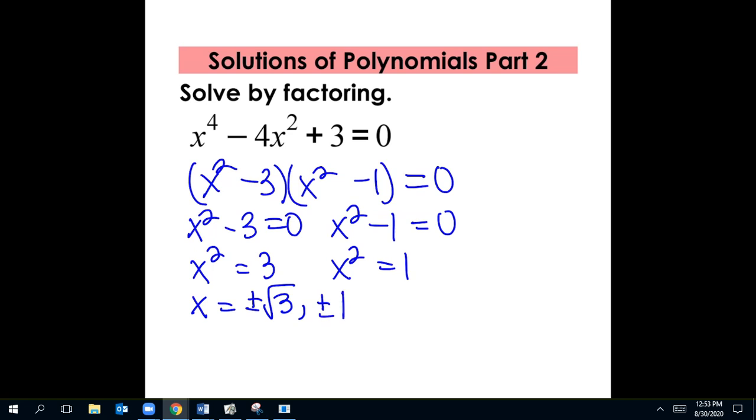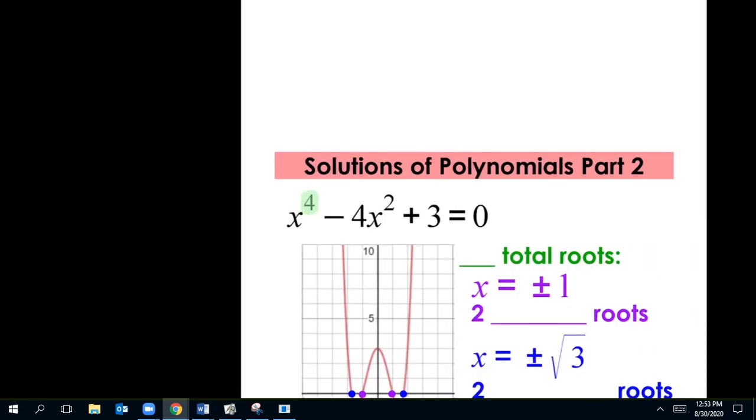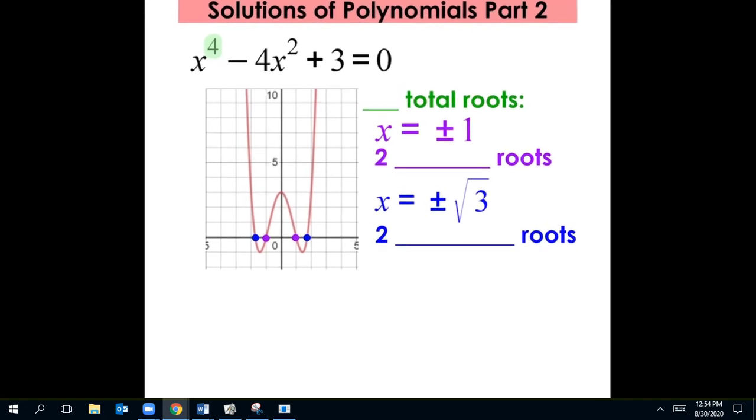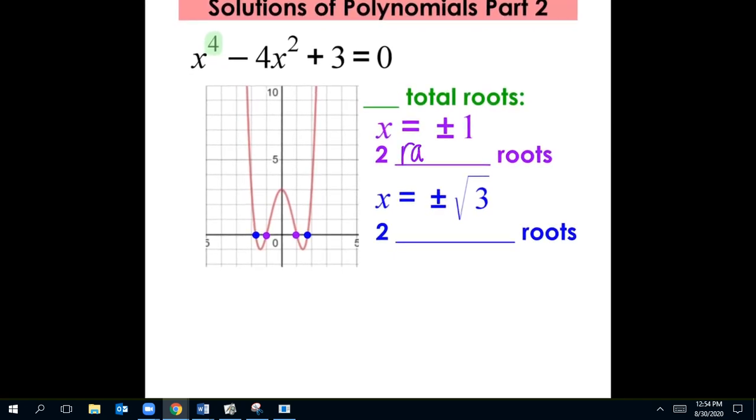So we want to keep the square root of 3 as the exact answer and not look at the decimals, because exact answers are going to be better answers overall. So what that looks like graphically is we have our 1 and negative 1. We call those rational roots because they can be written as fractions and they simplify. And then we have these other two values, which are the negative square root of 3 and positive square root of 3. Those are actually called irrational roots.